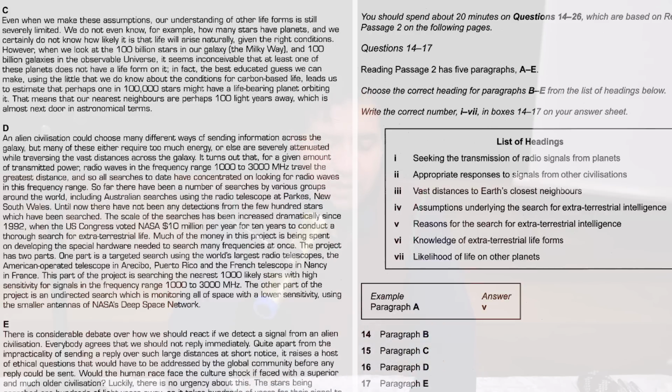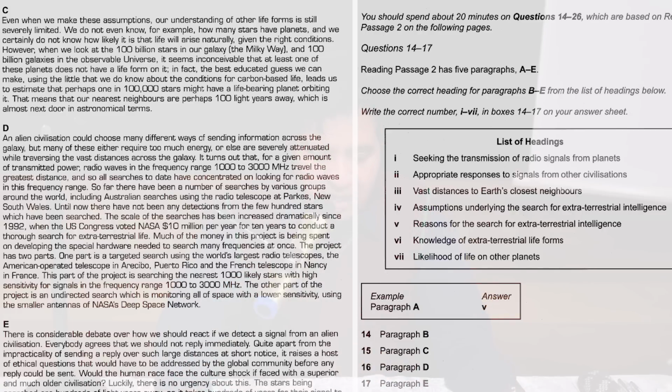Let's do paragraph D. They are using the word megahertz, radio waves, signals. I'm reading paragraph D. An alien civilization could choose many different ways of sending information across the galaxy, but many of these either require too much energy, and then they talk about radio waves, how they send signals and all that. Go back and see if there is any heading that matches with that. So, heading number 1, seeking the transmission of radio signals from planets. Clear? They talk about radio signals, radio waves from other planets and all that stuff, okay?